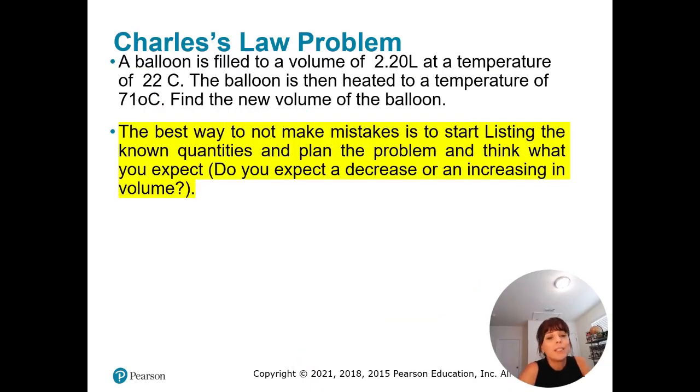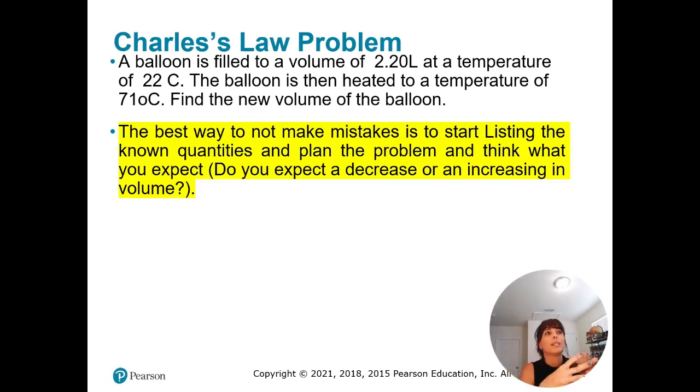So let's do it again together. A balloon is filled to a volume of 2.20 liters at a temperature of 22 degrees Celsius. The balloon is then heated to a temperature of 71 degrees Celsius. Find the new volume of the balloon.